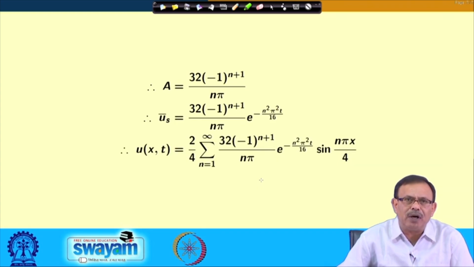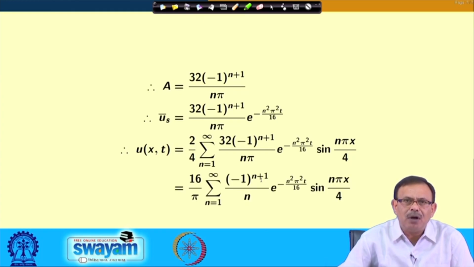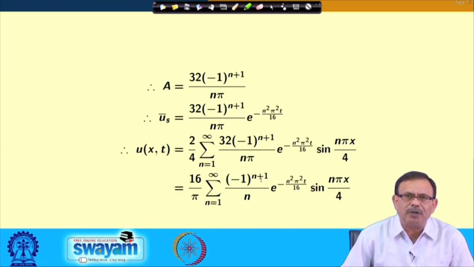So, using the inversion, u(x,t) will equal 2/L summation n equals 1 to infinity ū_s into sin(nπx/4), and we substitute the value of ū_s in terms of t that I obtained. After evaluation you will obtain this result. So, in this way I can find the value of u(x,t) whenever the partial differential equation is given along with the conditions.